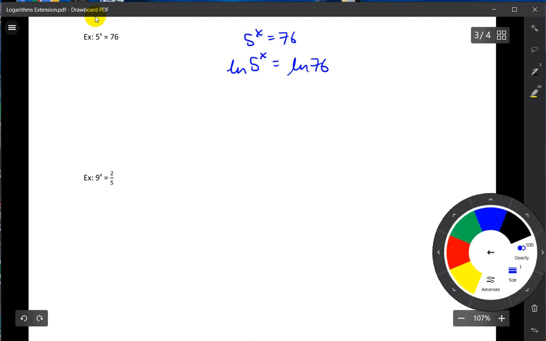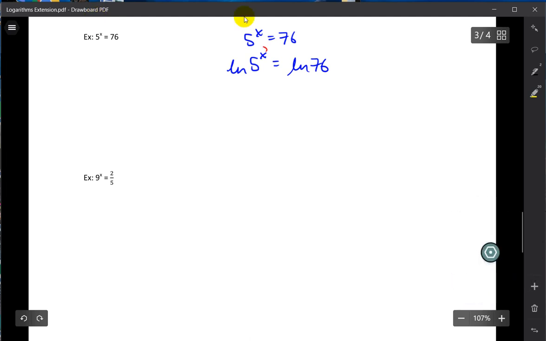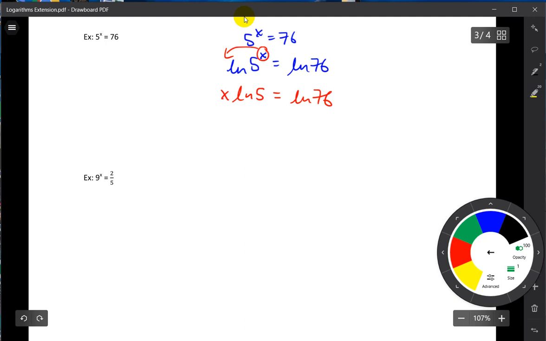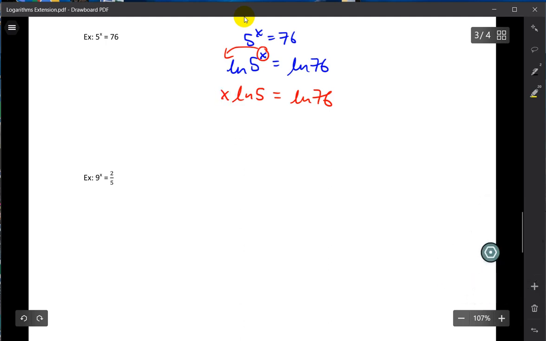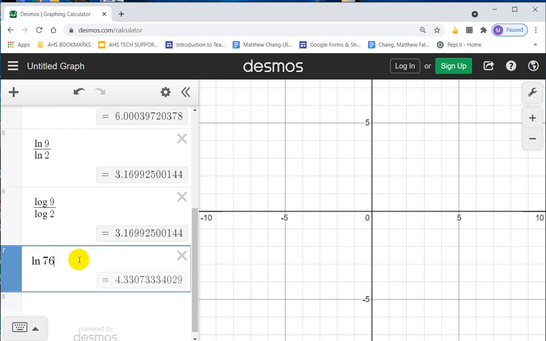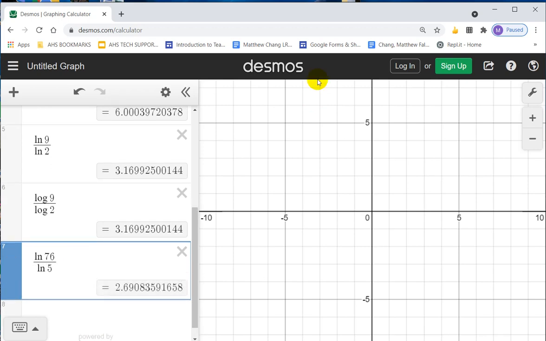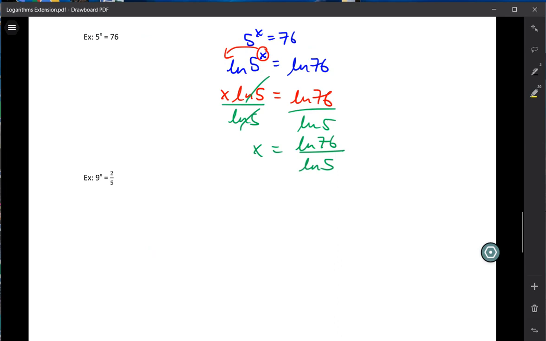Now we're going to take this exponent here and drop it in the front. So x times ln of 5 equals ln of 76. Now we want to get x by itself, so we're going to divide by ln of 5. This cancels, and we're left with x equals ln of 76 divided by ln of 5. Let's calculate that: ln of 76 divided by ln of 5 is approximately 2.691 based on what we have here.